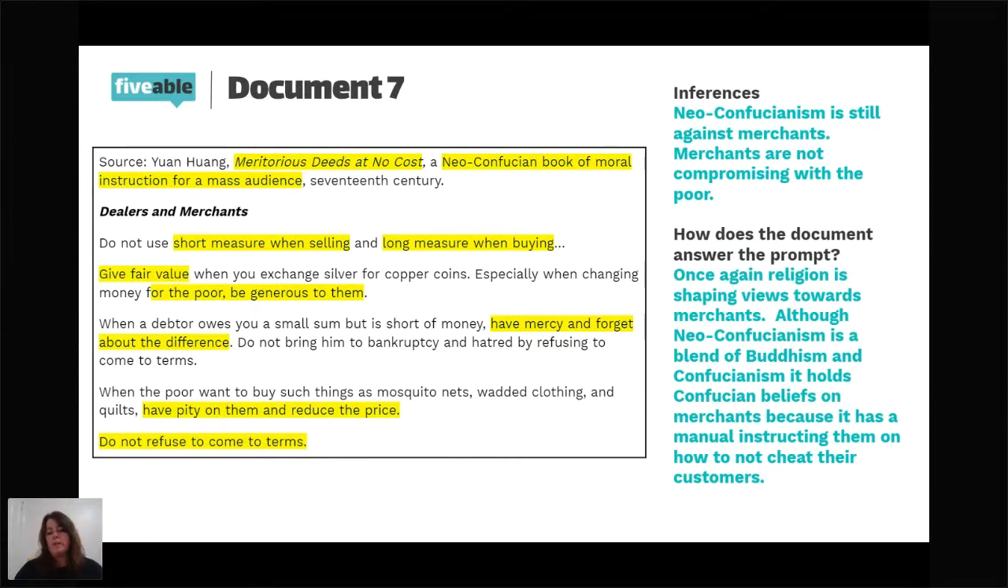And so that's kind of, and then you can add on, it's kind of showing them in a negative light, right? And so that's how we're going with answering the prompts. And then I did not do outside information. So outside information, if you want to talk about Neo-Confucianism, explain what that is. While it's mentioned in the document, if you explain what it is, you can probably get a point for that. Okay, so what do we have next?